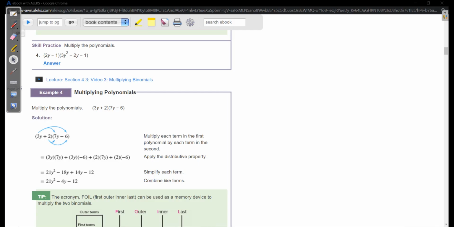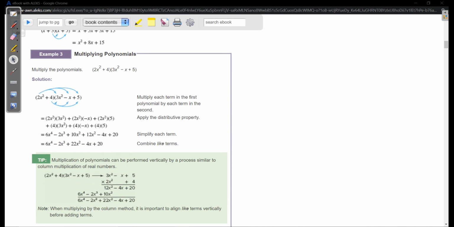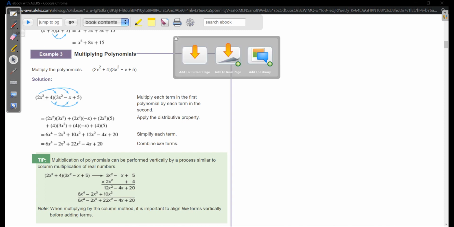Okay, now FOIL is basically just a nice, cute little acronym, but at the end of the day, it's the distributive property. Okay, and this particular problem is another example of the distributive property, right? The example that we skipped. But there's not a nice, cute little name for it. You just kind of have to go. So here's how we're going to go. We're going to just rewrite this.